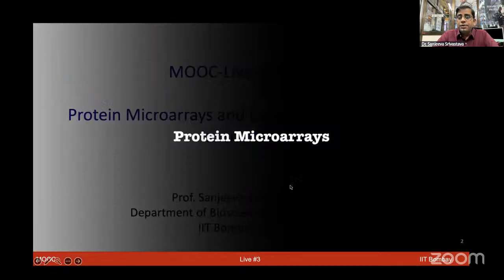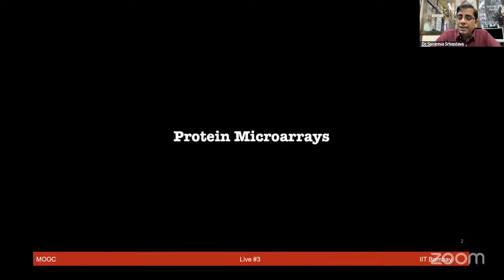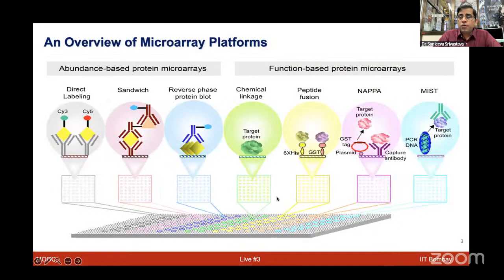So let me first start with just refreshing you on the concepts of protein microarray, which you have already studied in quite an elaborate manner, right? So there are different types of microarray platforms which you have been studying. For example, one could take the antibodies, print them in different ways on the array surface, and based on that, either you can do the direct labeling, or you can do the sandwich assay, or you can take the tissue blots and print those and use antibodies to look for the abundance. That is the reverse phase arrays.